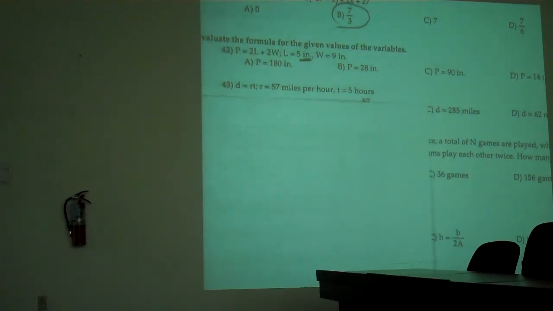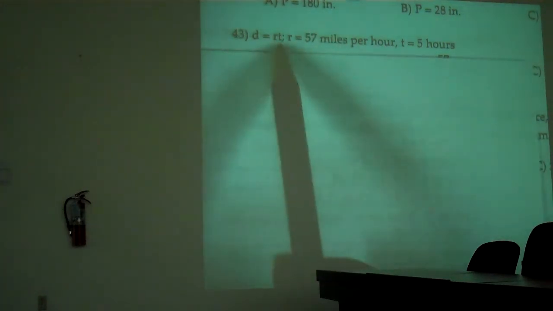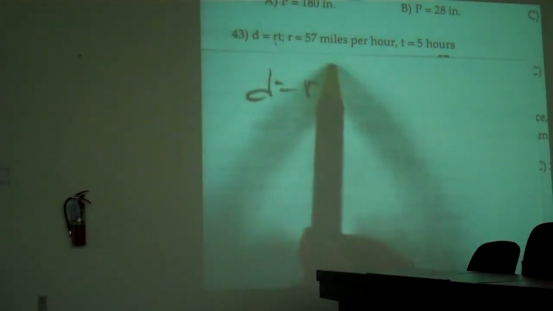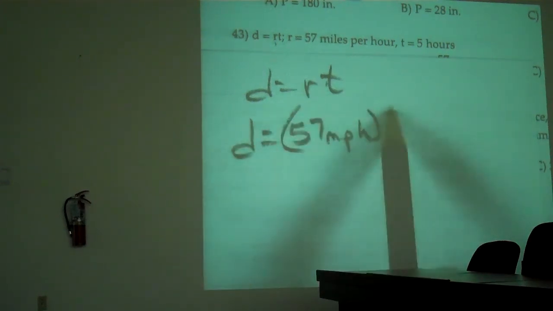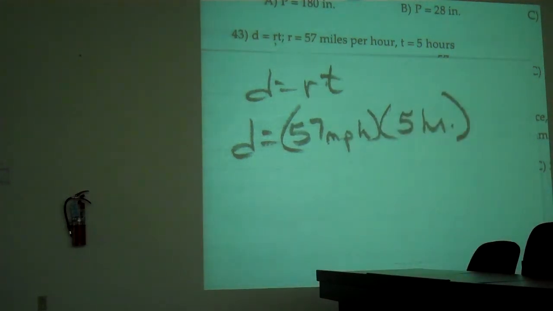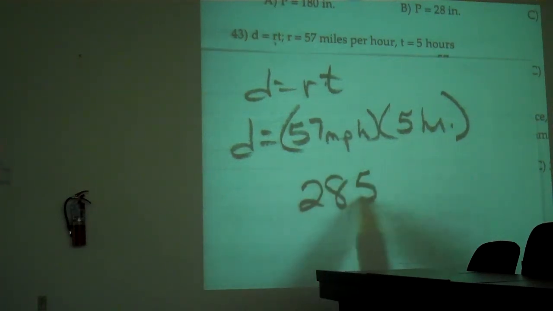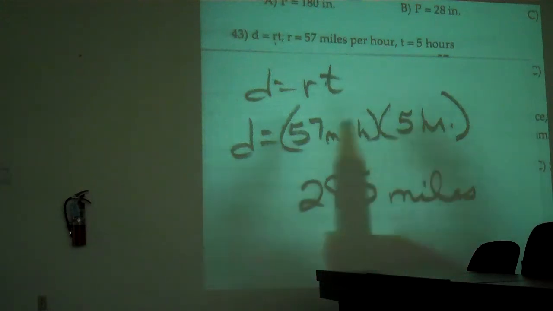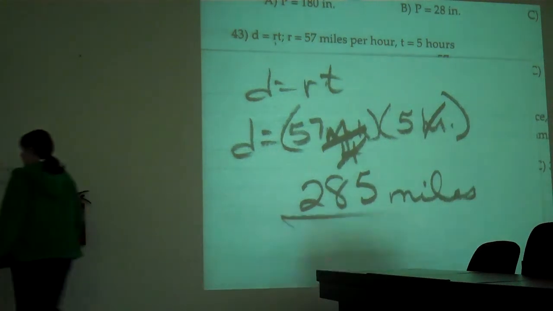Okay. Here's one. D equals RT. That's distance equals rate times time. Okay. The rate is 57 miles an hour. The time is 5 hours. So you just do the R times the T, right? R times T. So, 285? And it's miles. This is miles per hour. The hours cancel. So that gives you how many miles.